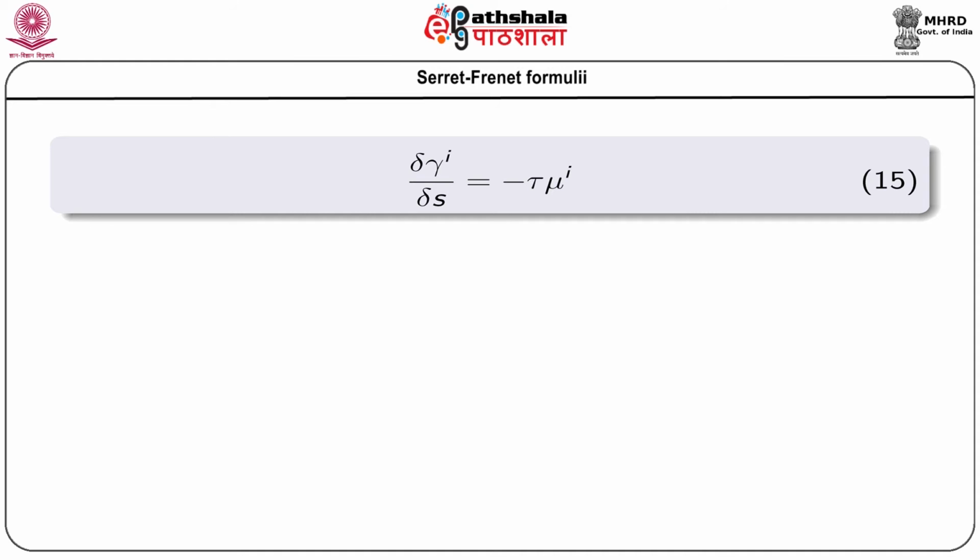Thus, we are getting three equations. One is ∂λ_i/∂S equals κμ_i, another one is ∂μ_i/∂S equals minus κλ_i plus τγ_i, and another one is ∂γ_i/∂S equals minus τμ_i.